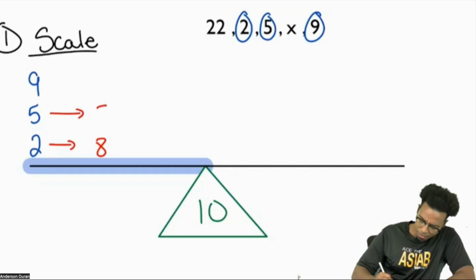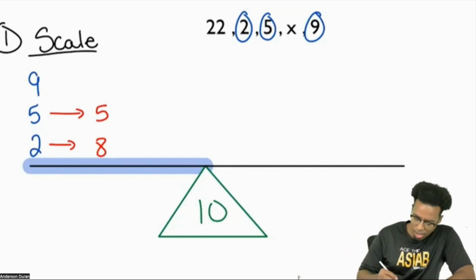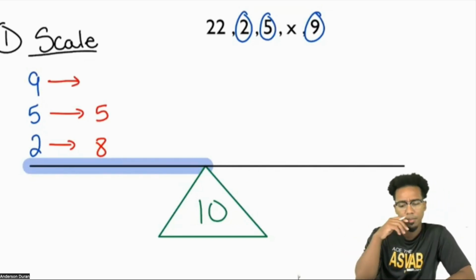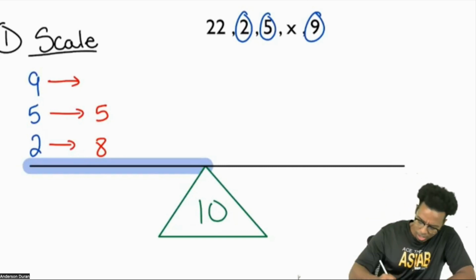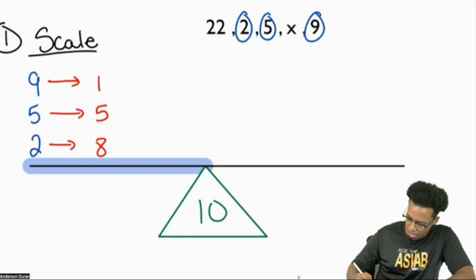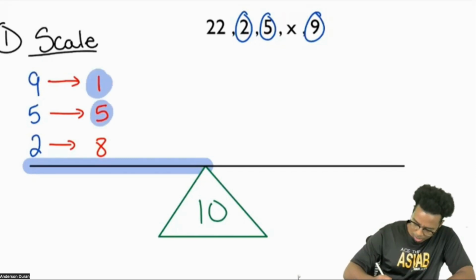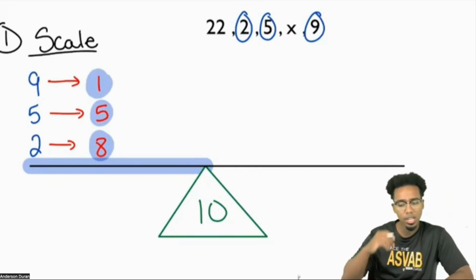Right, it's only 5. 10 minus 5 is 5. And how far is 9 away from 10, everybody? 10 minus 9 is going to be 1. So let's go and add these up, everybody. Help me out here. 1 plus 5 plus 8. What's that going to be total?